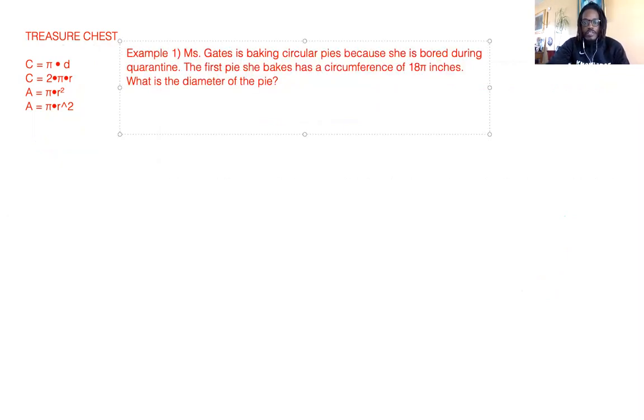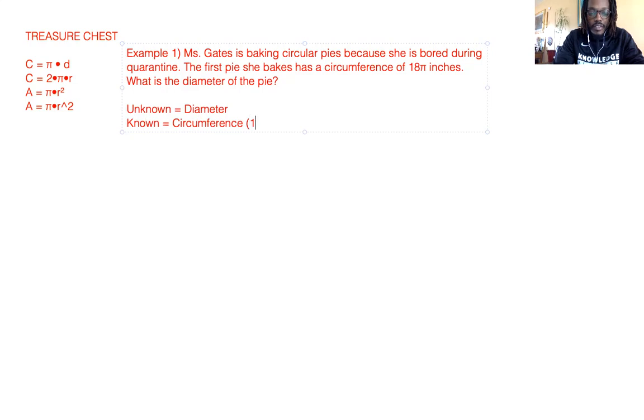All right. So we're looking at the first example. Miss Gates is baking circular pies because she's bored during quarantine. So are we. Can I get an apple? The first pie she bakes has a circumference of 18 pi inches. What is the diameter of the pie?